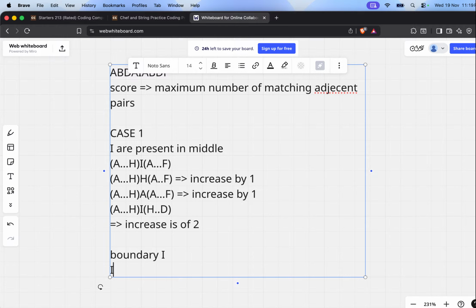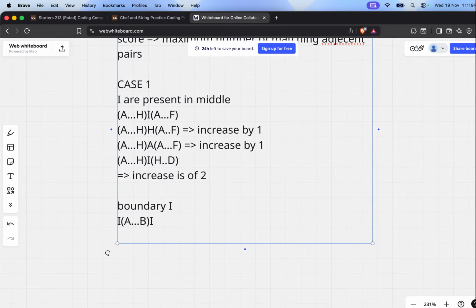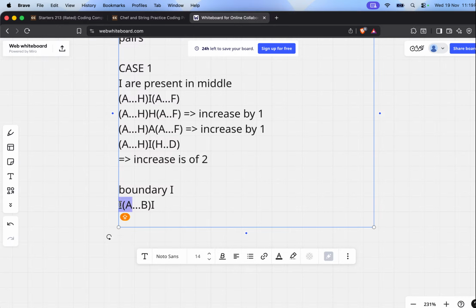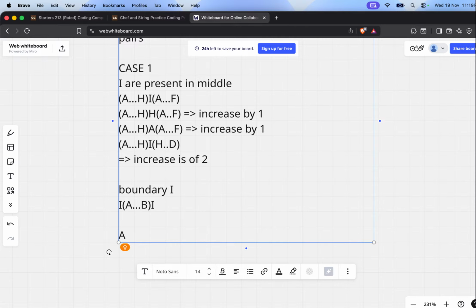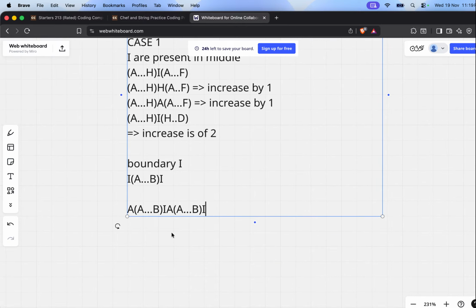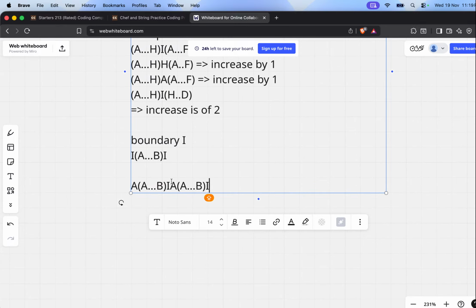Okay, some characters are present here, then I is present here. Okay, now if I replace this I, that is the starting one, with A, what happens? A, some characters, then I, then again A, some characters, then again I. This is done only two times just to visualize.